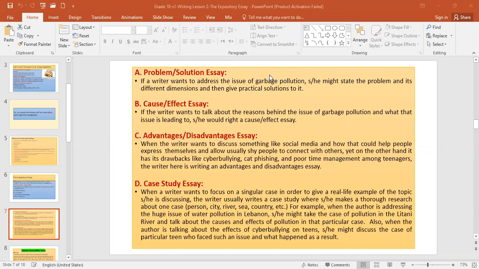Water pollution, okay. Forest fires, this is the major issue facing Lebanon. It was in the headlines. Letter B, who volunteered? Me. Yes, would you read? Cause and effect essay. If the writer wants to talk about the reasons behind the issue of garbage pollution and what that issue is leading to, she or he would write a cause and effect essay. Okay, causes and effects of garbage pollution in Lebanon, causes and effects of, you can say also coronavirus, what causes it, what are the damaging effects.